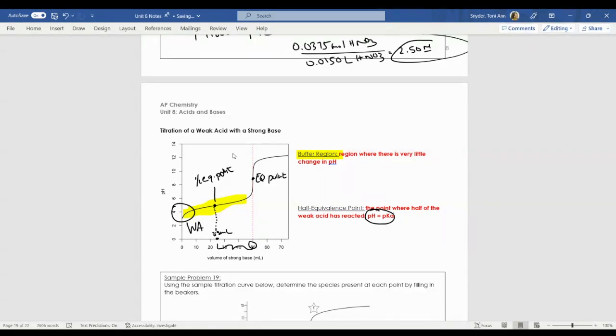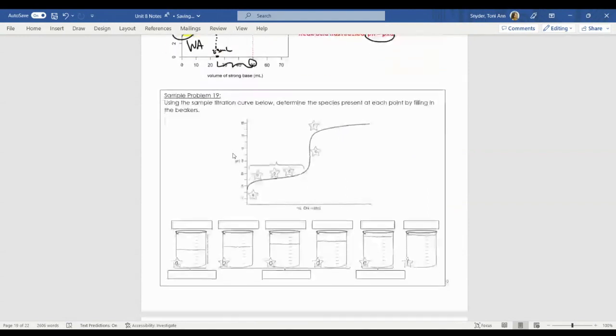So all of these sections are very important when you're considering a weak acid with a strong base or a weak base with a strong acid: that buffer region, that half equivalence point. Let's go ahead and look at the sample titration curve below, and then we'll get into more simple titration curves after this just by looking at some of them. So let's look at sample problem 19.